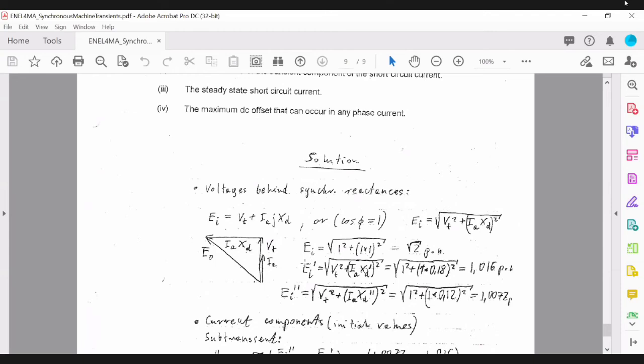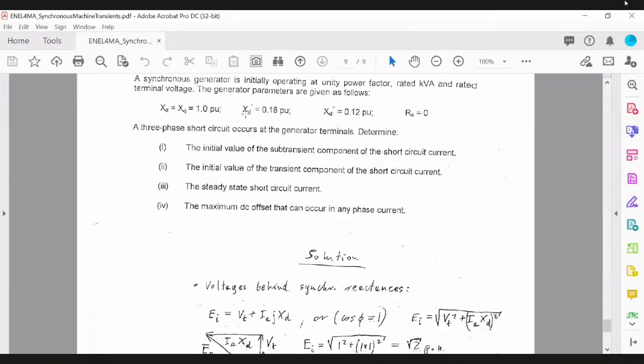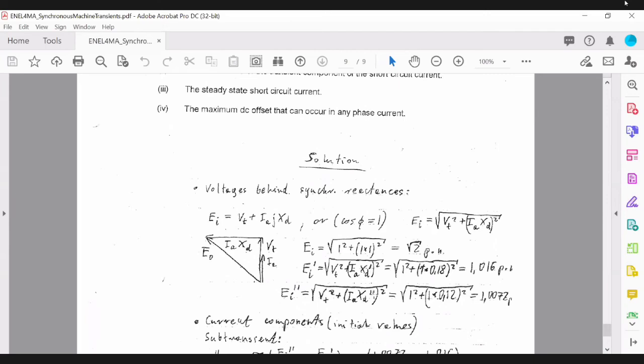So in the second equation, to get EI dash, you basically change XD into XD dash there. And then to get EI double dash, you change the reactance into XD double dash. Right? So you're going to substitute those values here. You have been given XD dash and XD double dash, so you substitute them here, and that will allow you to determine the voltages behind the reactances prior to the fault being applied.